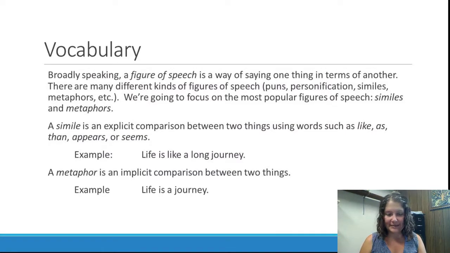A metaphor is similar to a simile in that it compares two dissimilar things. However, in a metaphor, the comparison is implicit instead of explicit. You don't have a word like, as, than, appears, or seems in order to signal that two things are being compared to one another. An example of this would be the statement, life is a journey. In this statement, we don't have a word that tells us this is a comparison. We have to sort of deduce that ourselves as readers.